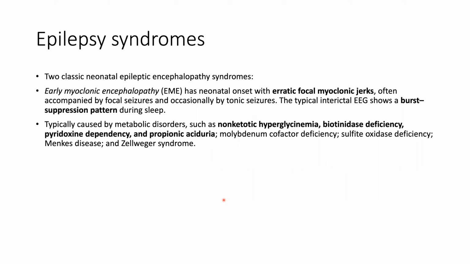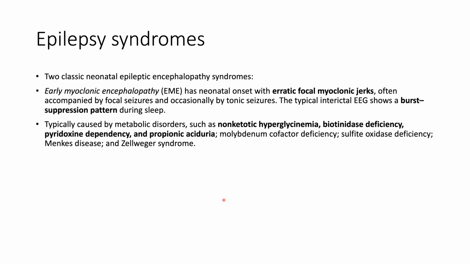So the first one I'll be discussing in this slide has a neonatal onset, EME. As the name indicates, erratic focal myoclonic jerks are the hallmark of this condition. They can also have focal seizures. The typical EEG has a burst suppression pattern. Typically, they are caused by metabolic disorders such as non-ketotic hyperglycinemia, biotinidase deficiency, pyridoxine dependency, that I've already told you about, and propionic aciduria. Apart from that, you can have any of the previously mentioned causes leading to this particular pattern, right?